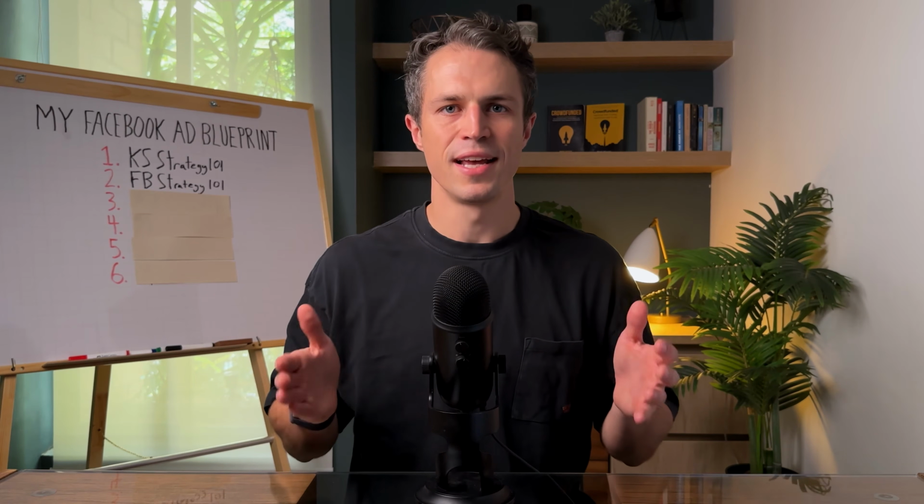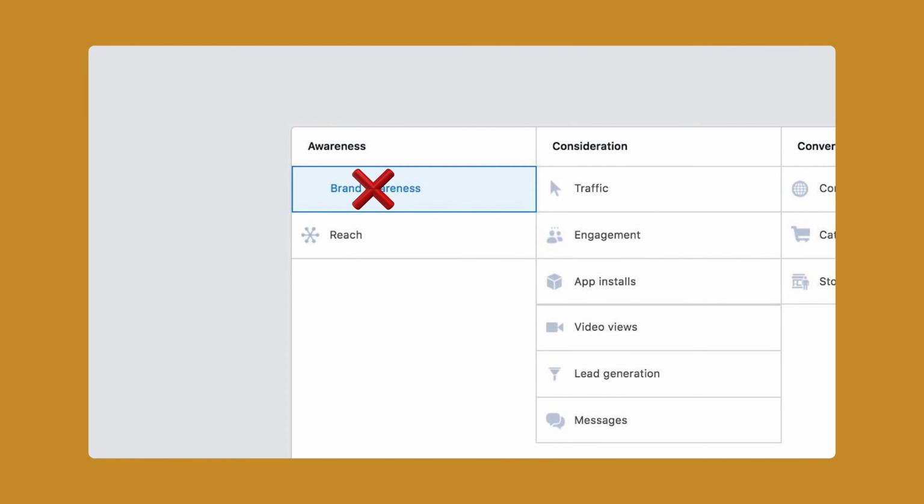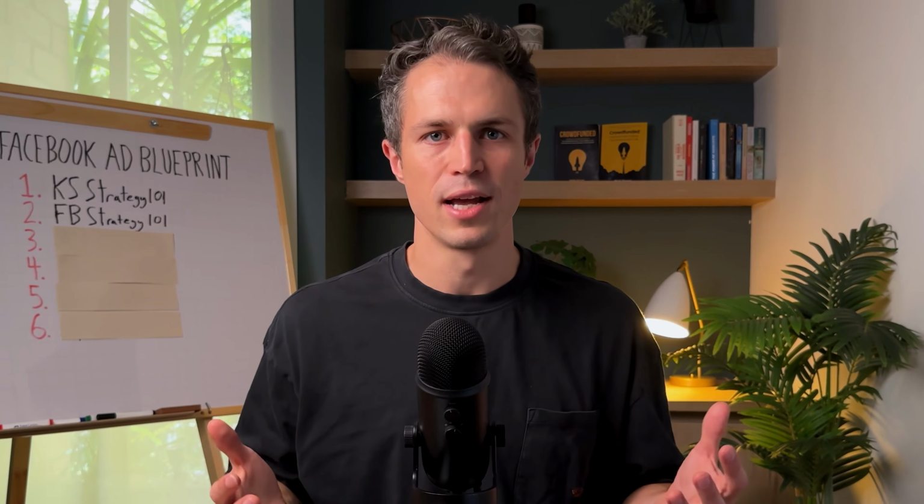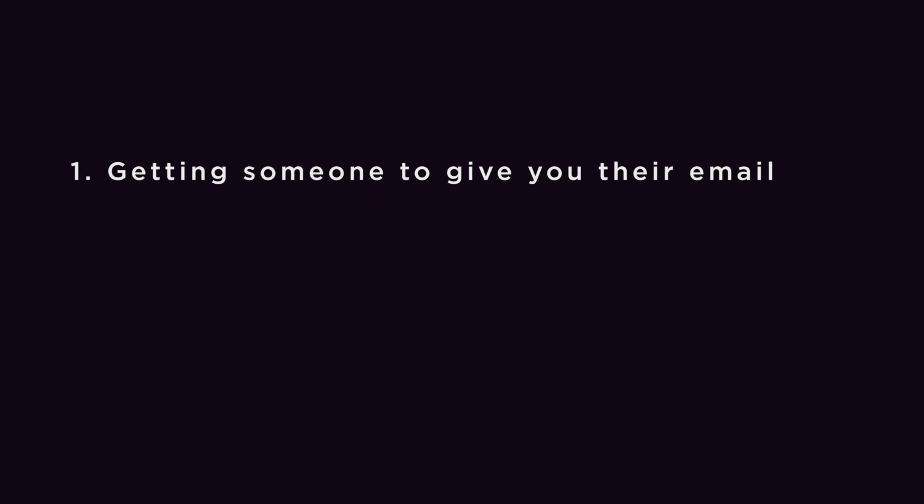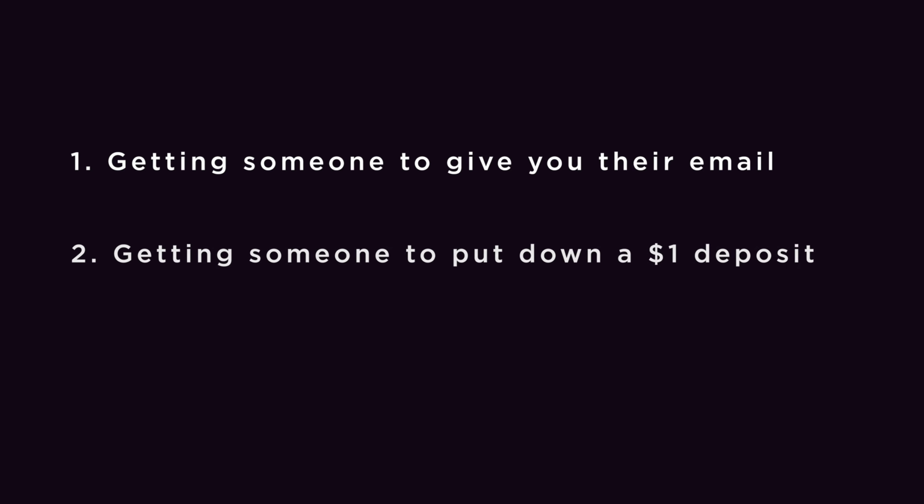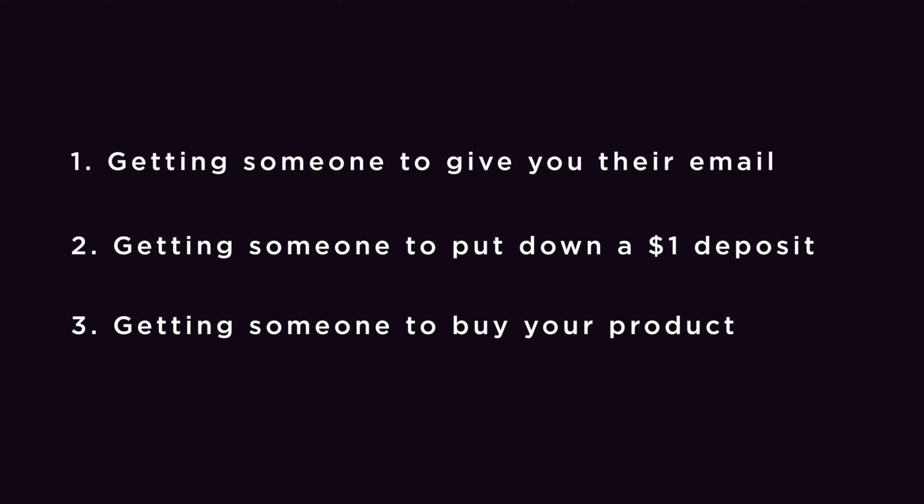To start, you want to set a clear objective for what you're trying to achieve with your Facebook ads. When you're starting out, choosing an objective is actually pretty simple. You always want your objective to be about someone taking an action. Stay away from brand awareness campaigns. I promise you that Zuck is the only person making money from these types of campaigns. There are really only 3 objectives that matter when it comes to Facebook ads and your Kickstarter campaign. The first, getting someone to give you their email to be notified when you launch your Kickstarter. The second, getting someone to put down a $1 deposit to reserve an exclusive launch deal. Or the third, getting someone to buy your product once you've launched.